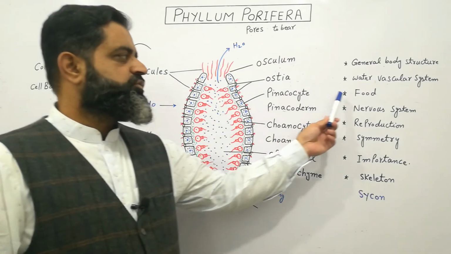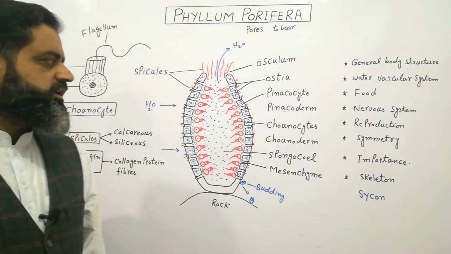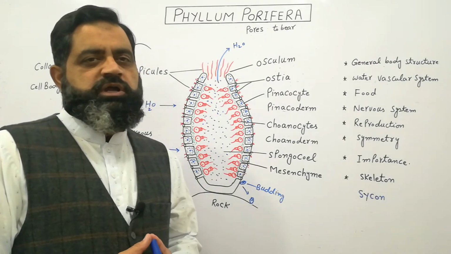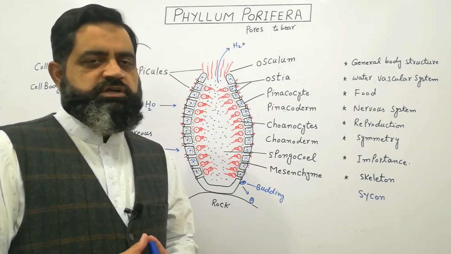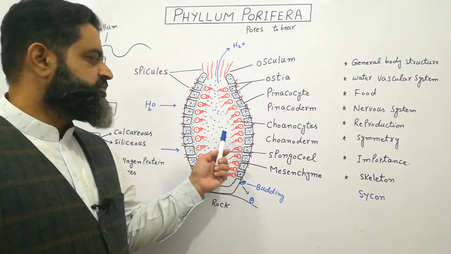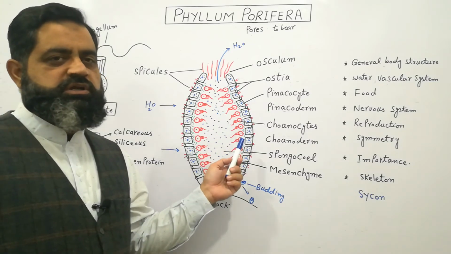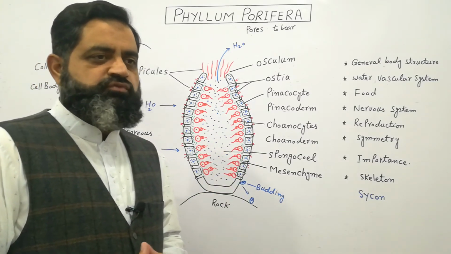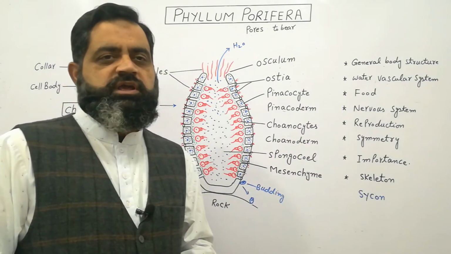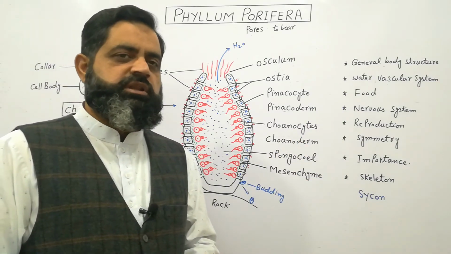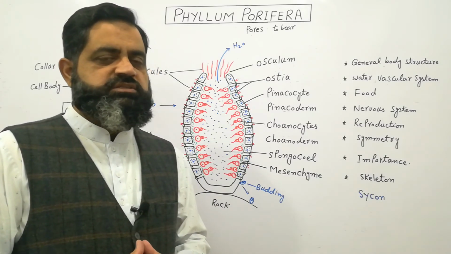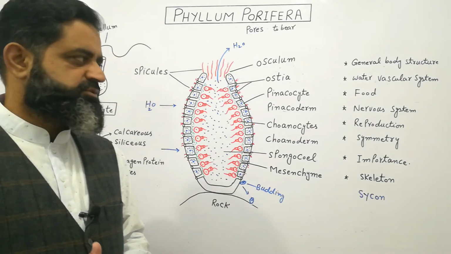If we look at the food of sponges, the water coming inside the spongocoel contains small microorganisms like phytoplankton and zooplankton, and also organic detritus matter which can be phagocytosed by choanocytes and pinacocytes and used as food for energy. If we look at the nervous system of sponges, they do not have any specialized nervous system like brain and spinal cord, but they have some nervous cells which regulate the water vascular system.